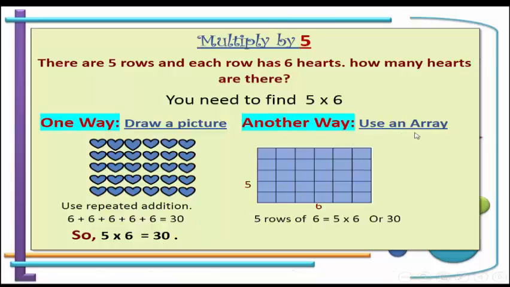Another way, use an array. Draw an array by 5 rows and 6 columns. 1, 2, 3, 4, 5, 6. Each row has 6 squares. 5 rows of 6 equals 5 times 6, or 30.